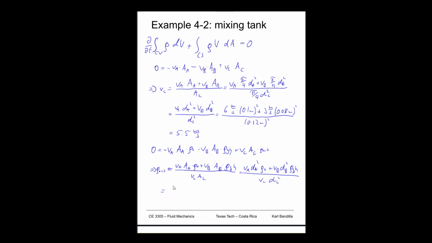Now if we plug those numbers in, we get 6 meters per second times 0.1 meters squared times 880 kilograms per cubic meter plus 3 meters per second times 0.08 meters squared times 1,260 kilograms per cubic meter, all of this divided by 0.12 meter squared times 5.5 meters per second. A little squished here, but if we do that, we get 972 kilograms per cubic meter. That would be our density at the outflow.